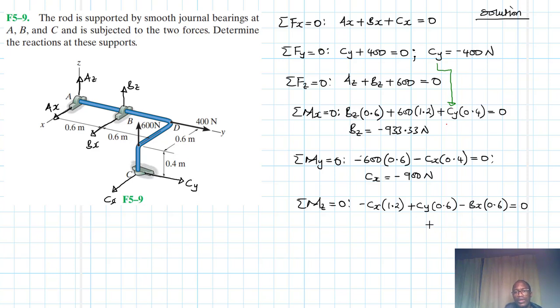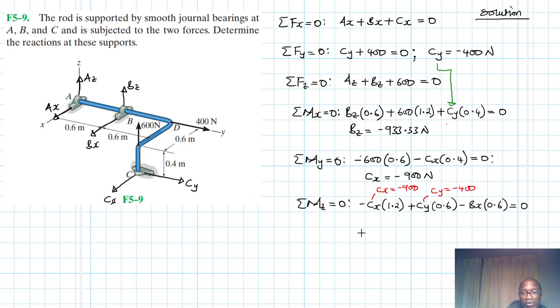Equal to 0. So we have Cx. Do we have Bx? Not at all. So we need to solve this simultaneously. We have Cx and Cy, both of them. We found Cx equal to minus 900, and we found Cy equal to minus 400.